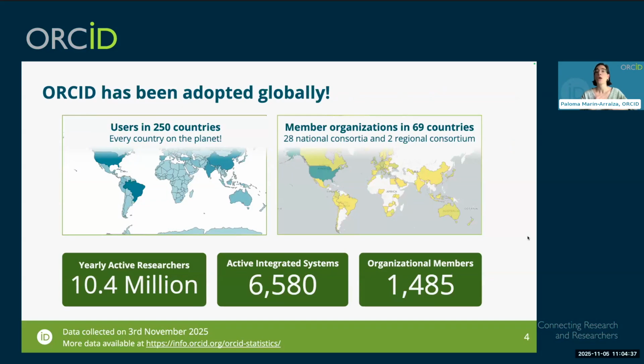ORCID has been adopted globally, and in fact, we have at the moment over 10 million active researchers. Those are researchers that have actually used their ORCID ID in the last year, over 6,500 integrated systems, and over 1,400 organizations that are member organizations. Those member organizations come from 69 countries, and those include also 28 national consortia and 2 regional consortia.